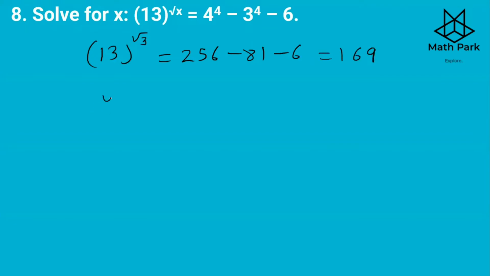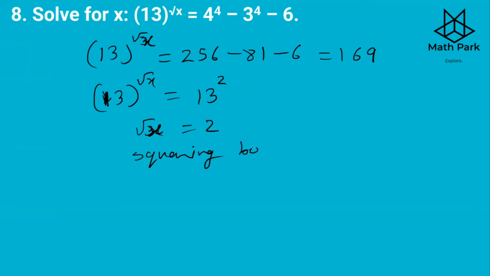So we get 13 raised to root x, sorry, this is root x. 13 raised to root x is equal to 13 raised to 2. So when the bases are same, we equate the power. So we get root x is equal to 2. Squaring both sides, we get root x whole square becomes x and 2 square is 4. So this is how we get x is equal to 4.